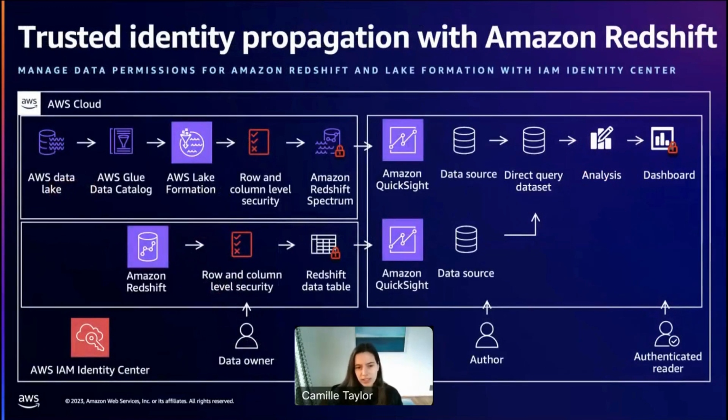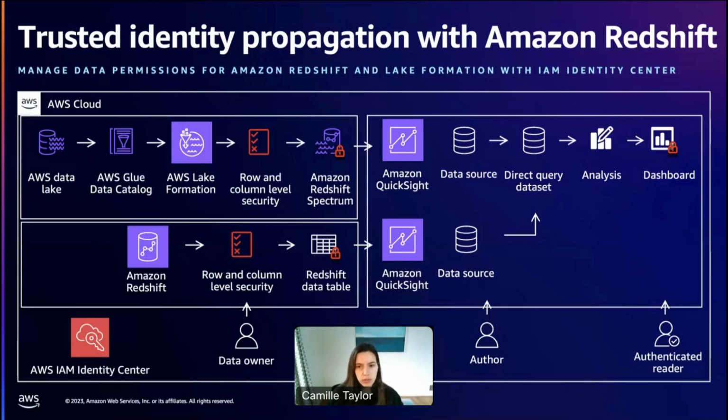Okay, so this is an architecture diagram that summarizes how this works. Let's say at the top left you've got data in your data lake that's cataloged in the Glue Data Catalog with permissions like row and column level security that are managed through Lake Formation. And you want to query that data in QuickSight using Redshift Spectrum. So essentially you can connect to that, and the permissions that are enforced in Lake Formation will get propagated all the way through the QuickSight assets from the data source, the direct query dataset, the analysis, and the dashboard without having to reapply any row and column level security in QuickSight.